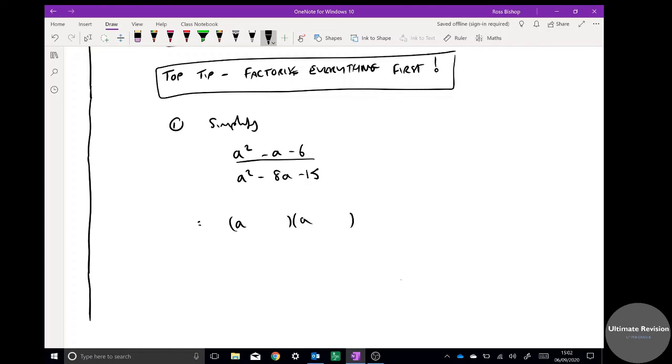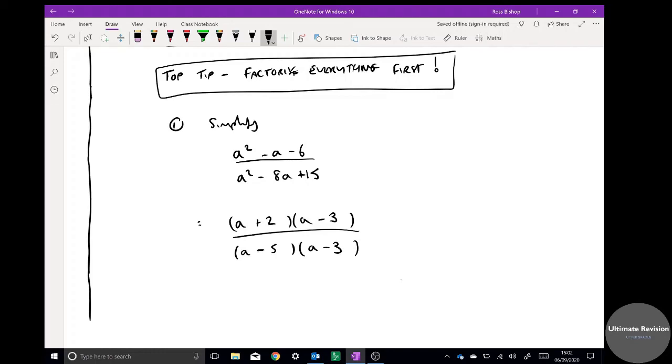We should be very good at factorizing now. That's going to be minus 3 and plus 2. And on the bottom I need to factorize again. This time it's going to be a squared minus 8a plus 15, apologies. Plus 15, it's going to be a minus 5 and a minus 3.